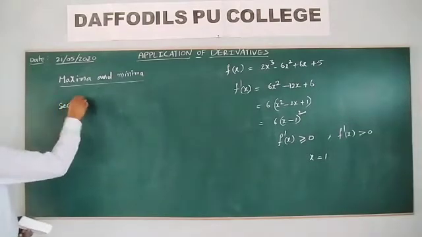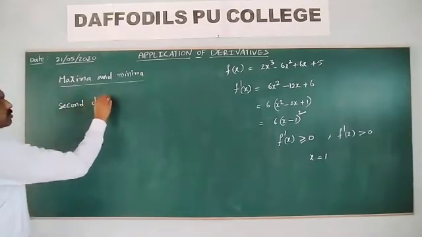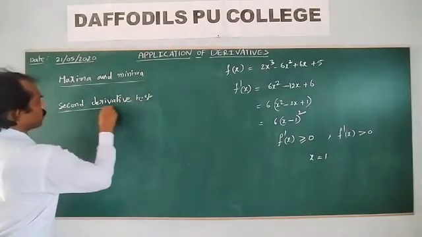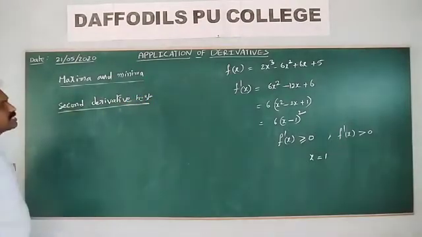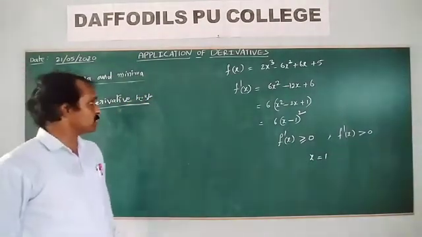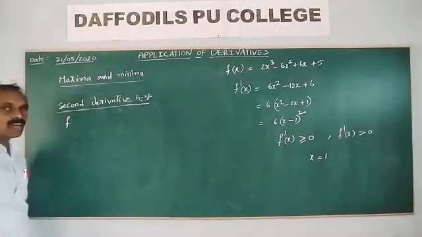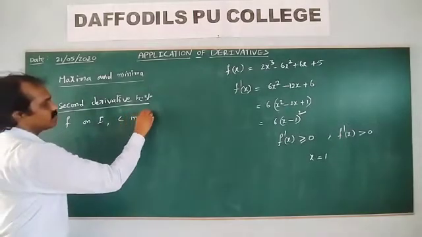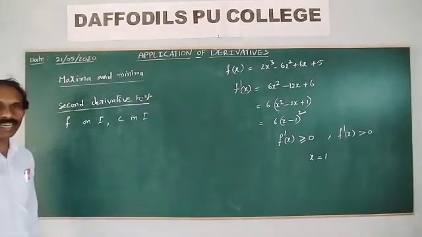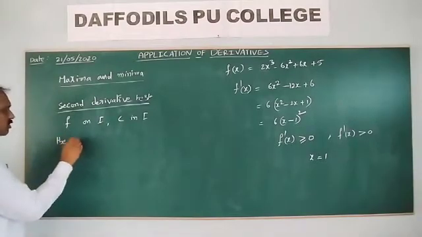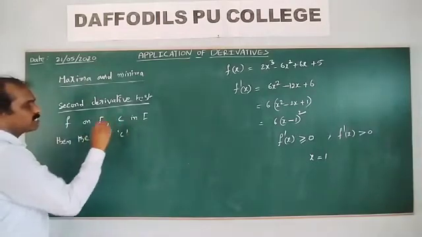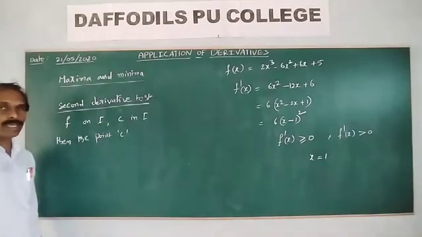First derivative test like one. Second derivative test. Okay. This second derivative test is easier than the first derivative test. Here also, f is a function on the interval I, and c is any point in I. Then the point C is said to be maximum value or local maximum.